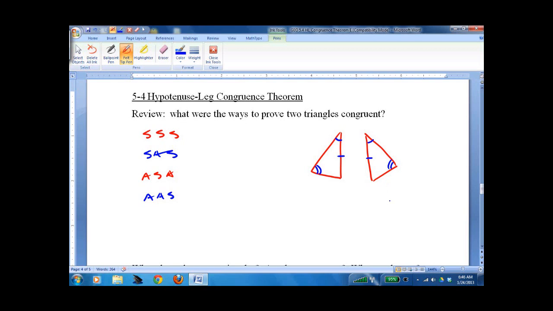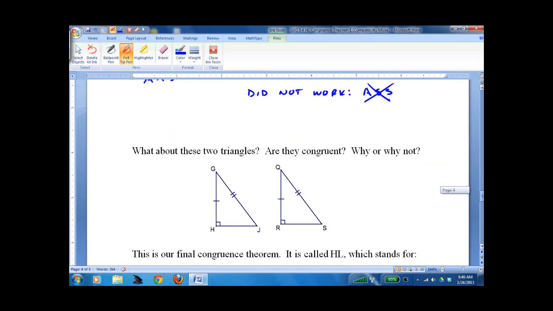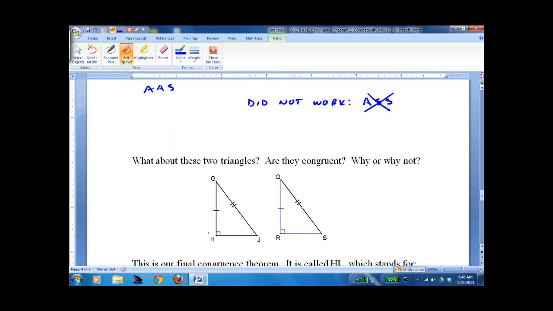The one that did not work was angle, side, side. An example of that is right below. Are these two triangles congruent? Yes or no, and why or why not? Well, this is angle, side, side, going in that order. So you would immediately look at it and say, no, but you would be wrong.